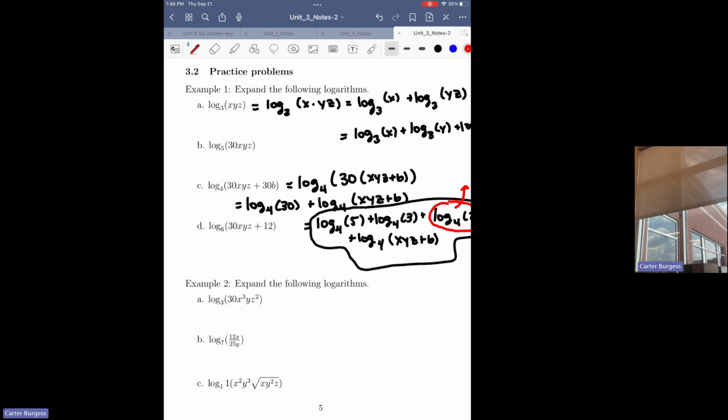Yeah, where did it become? Yeah, perfect. It would just be, yeah, what power do we have to raise 5 to equal 5? It's just... good eye.